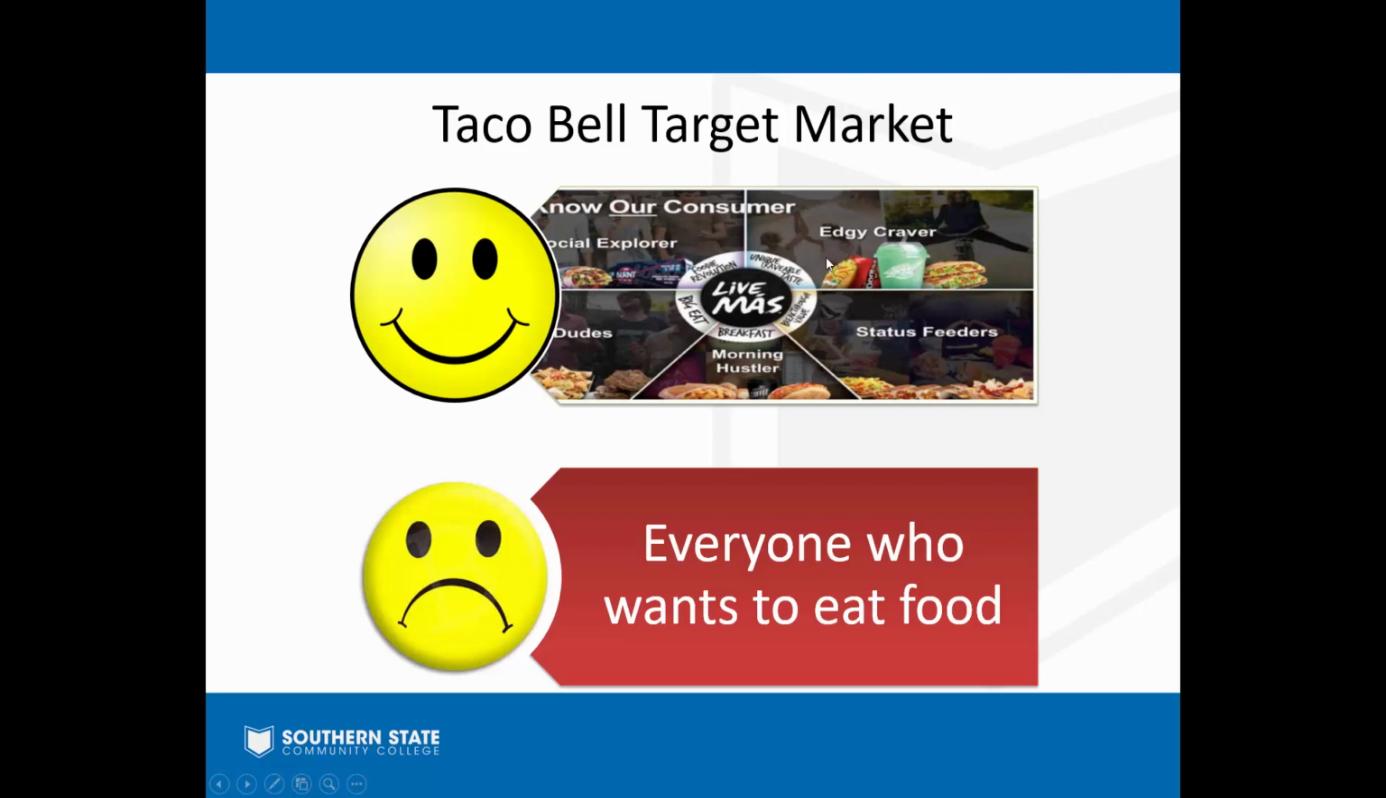So if you look, Taco Bell knows their consumers, and they break them down into 5 different groups: social explorers, edgy cravers, status feeders, morning hustler, and "dudes." Put that in quotation marks with the air fingers. But they have it broken down so they can market specific products to each one of those groups.